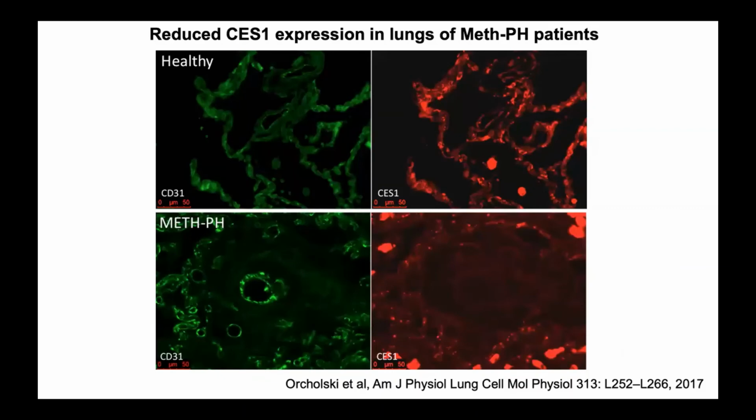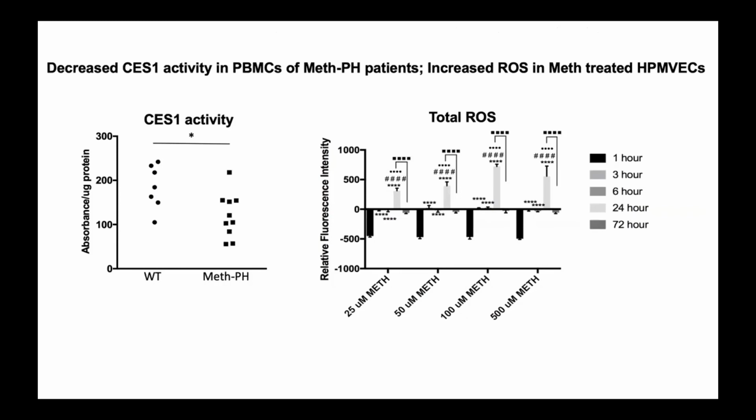And here, these slides are previously published data from Dr. De Jesus Perez's lab, which show that in control human lung sections there is high expression of CES1, but in meth-PH human lung sections there is very little expression of the CES1 enzyme. Also, the CES1 activity measured in PBMCs of meth-PH patients is significantly lower as compared to the control patients.